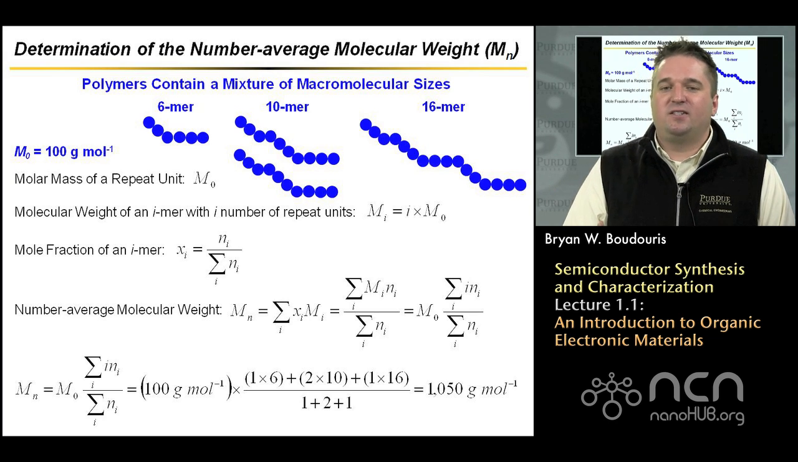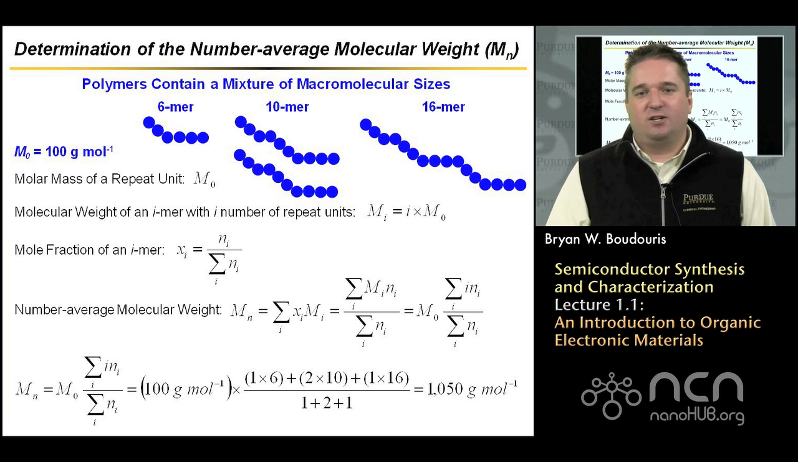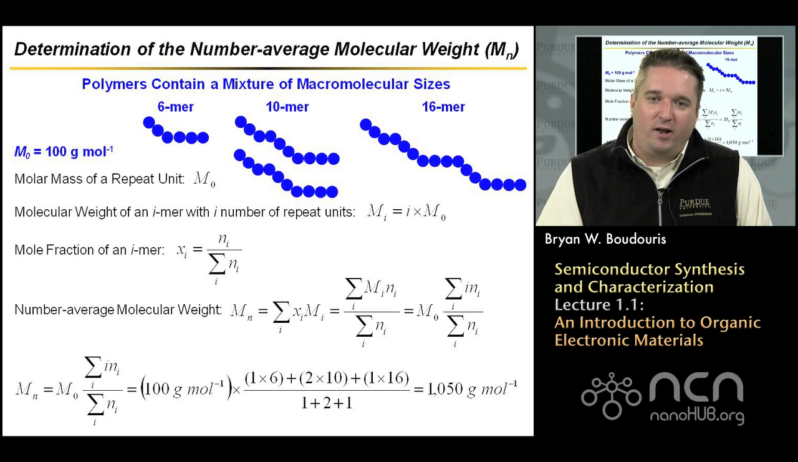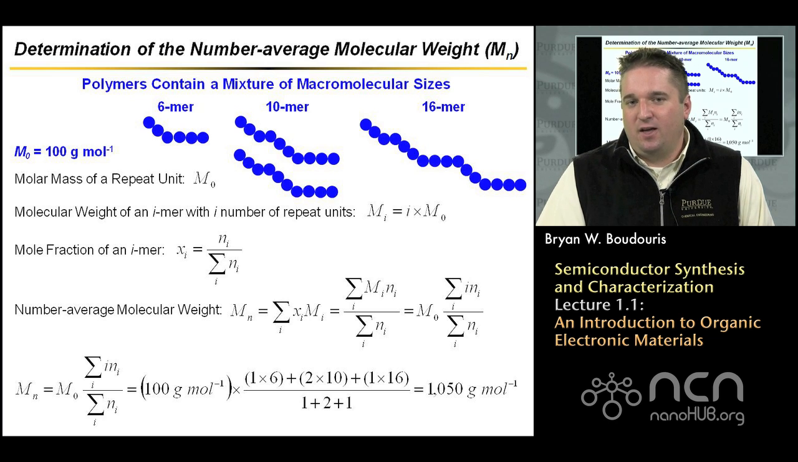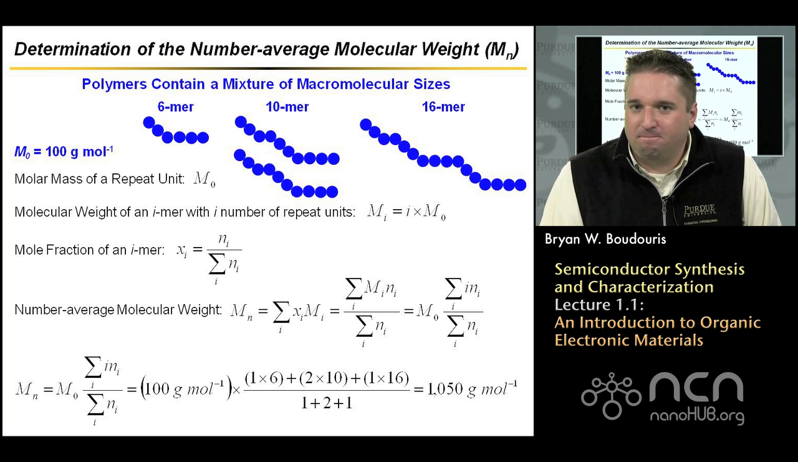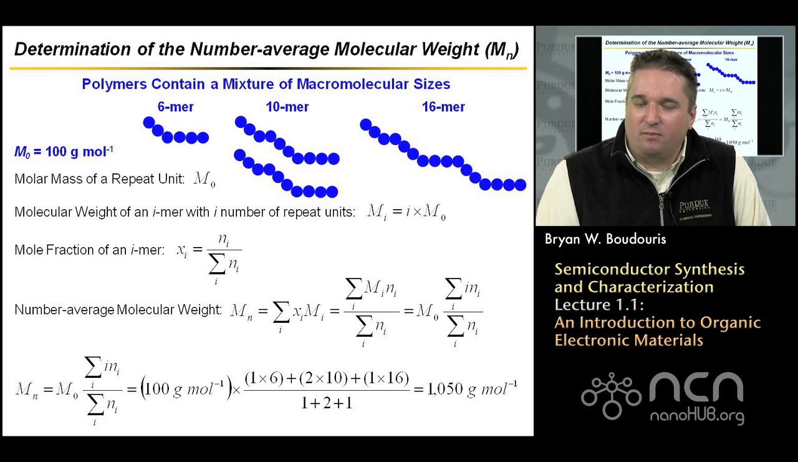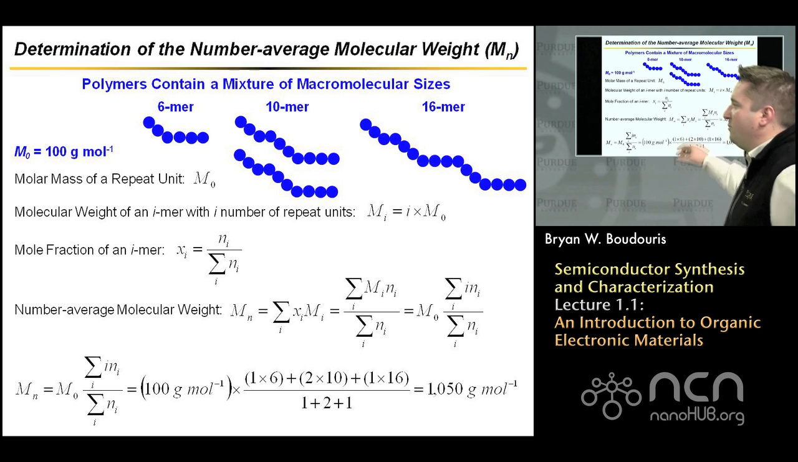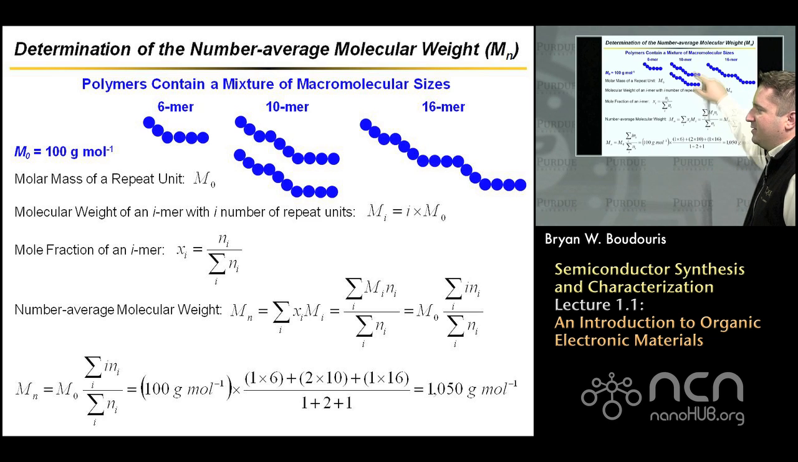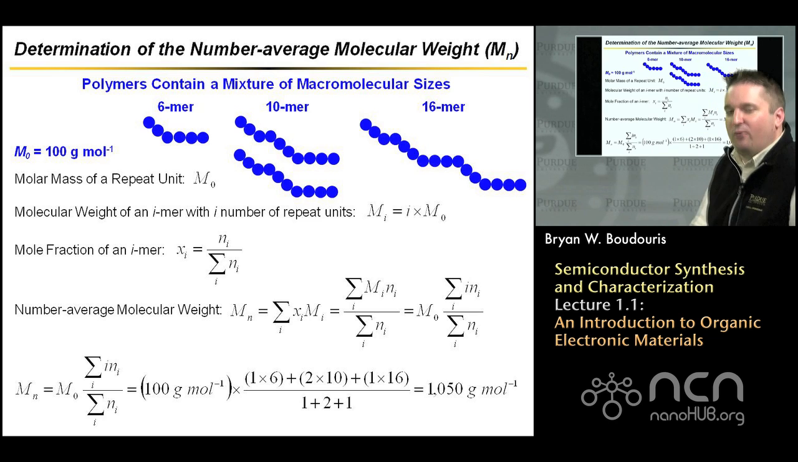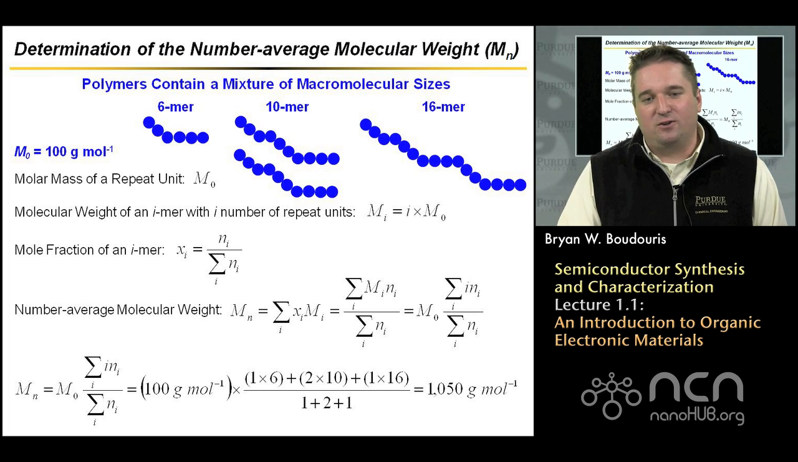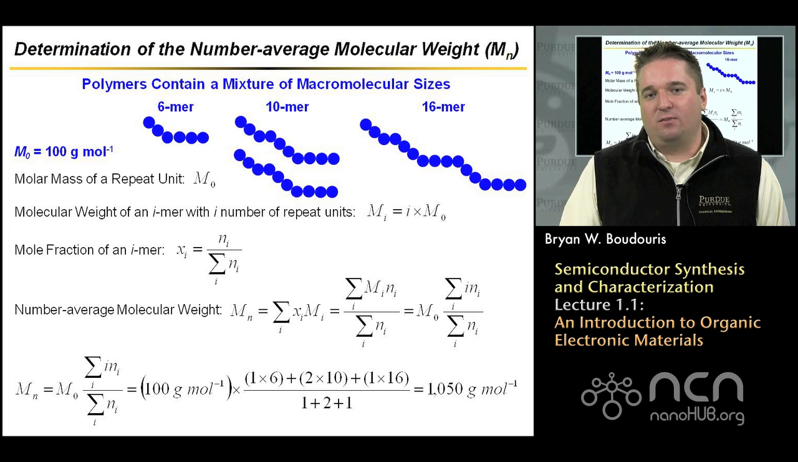This is equivalent to reaching into a bag and picking out one of the chains at random, and figuring out which chain you would pick out. You could also think about picking out one of the repeat units at random. And if you pick out one of the repeat units at random, the bigger the chain is, the more likely you are to pick out one of those chains with one of those repeat units. We call that the weight average molecular weight because larger chains are now counted more.